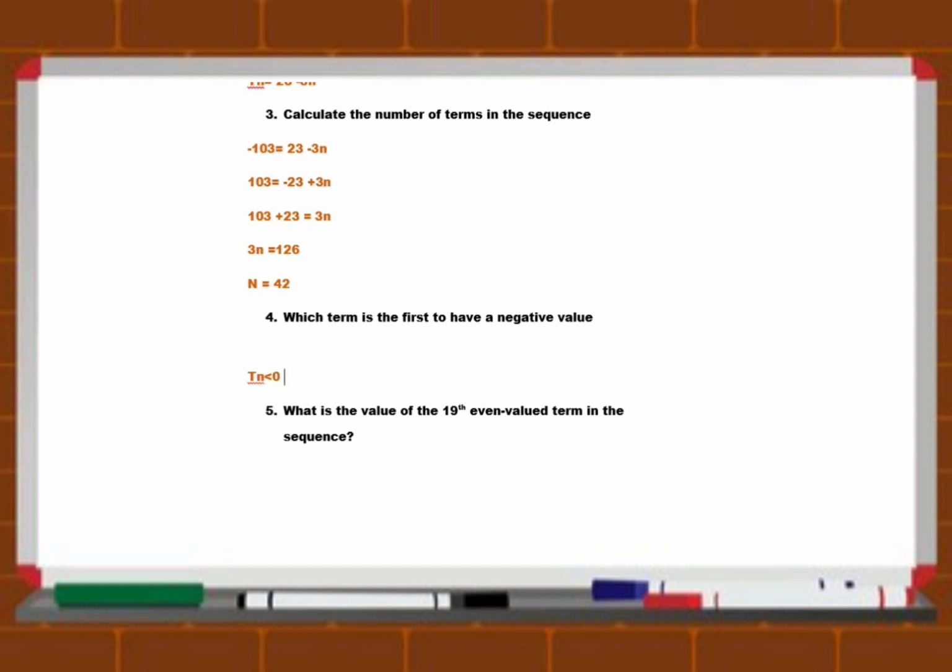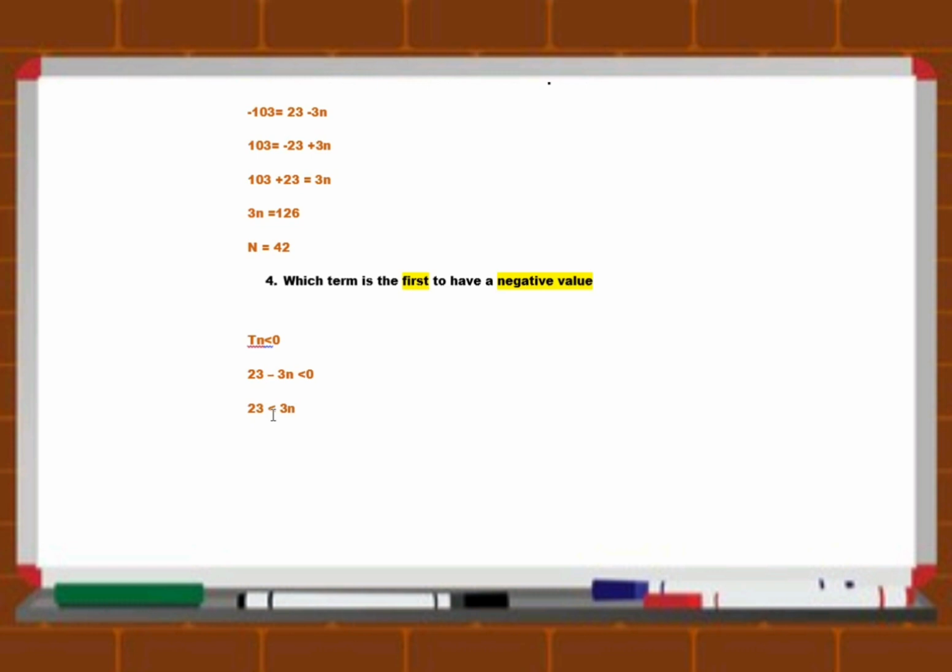And so the answer that you get here is going to be your first value, or the first term to have a negative value. And then after you get this answer, you can also test it out just to prove, right? So what's Tn? Tn is equal to 23 minus 3n is less than 0. You're going to take this negative 3 and move it to the other side. And then you're going to divide both sides by 3.